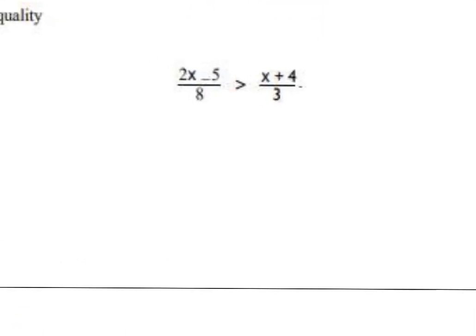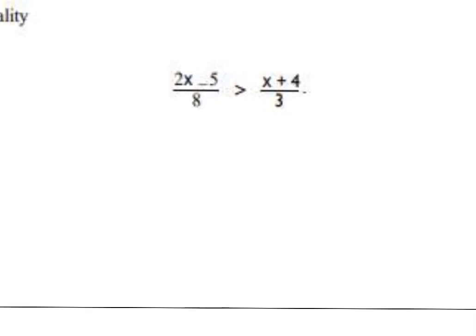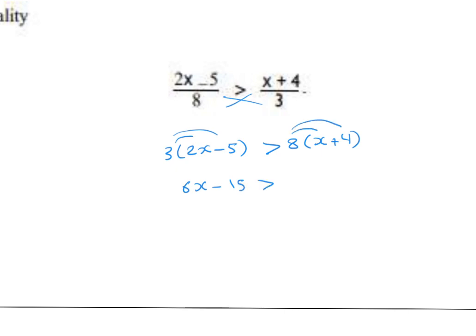Solve this inequality: (2x minus 5) over 8 more than (x plus 4) over 3. If you have a fraction, cross multiply. If you have a fraction, cross multiply. So 3 times (2x minus 5) more than 8 times (x plus 4). Now expand 3 times 2x and 3 times negative 5, so 6x minus 15 more than 8 times x and 8 times 4, so 8x plus 32.